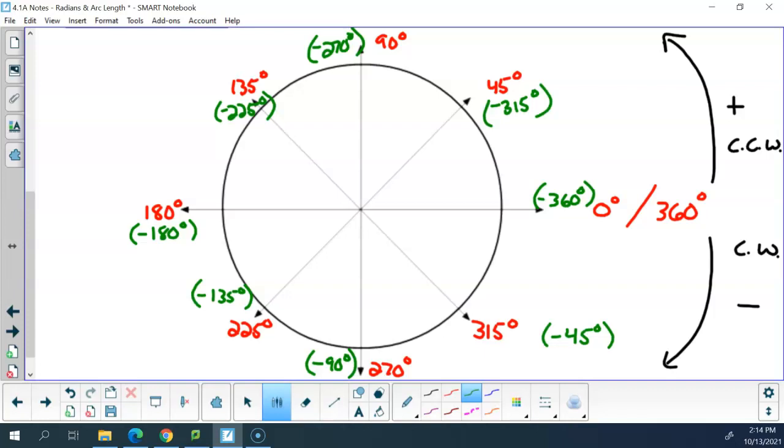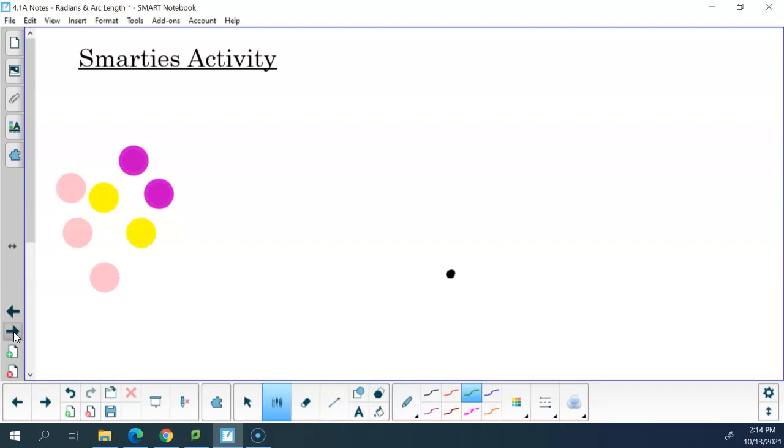Good stuff. Now, the second unit of measure we're going to discover right now using Smarties. Okay? A whole bag full of Smarties here for us to use in a minute. So I need you, if you need paper, I've got paper up here, but we kind of wanted you to put it in your notes.